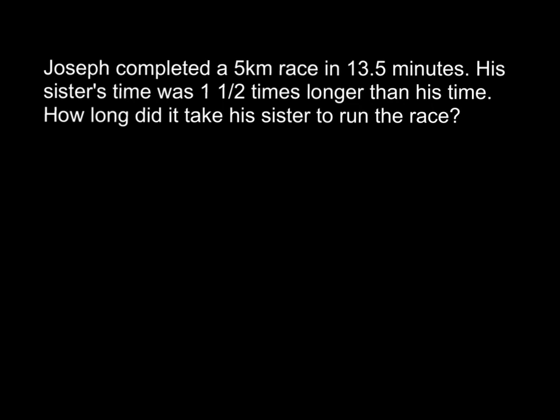Joseph completed a 3.5-kilometer race in 13.5 minutes. His sister's time was 1.5 times longer than his race. How long did it take his sister to run the race?